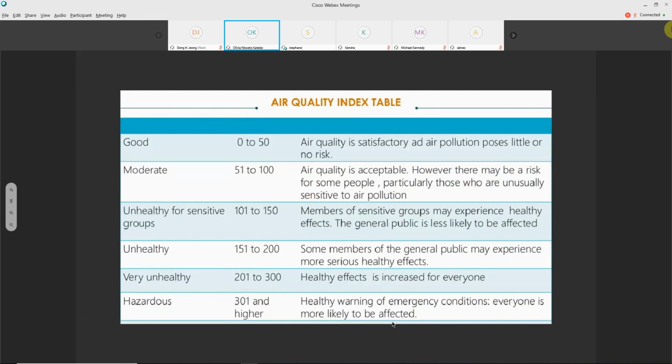And so when we look at the air quality index table, we can see how air quality index is measured. If it's from 0 to 50, it simply means that the air quality is really good and it poses no risk or maybe little risk to human health and the environment. And when it's 51 to 100, then it's moderate. And when it's above 100 to 150, then it becomes unhealthy to sensitive groups. And when it's 200, it's unhealthy. Above 200, it's very unhealthy. And above 300, it's very hazardous.